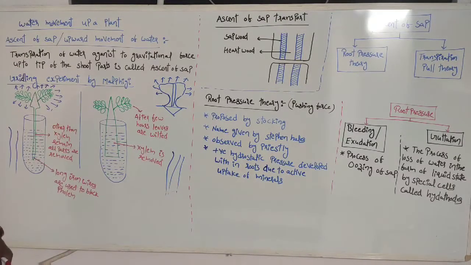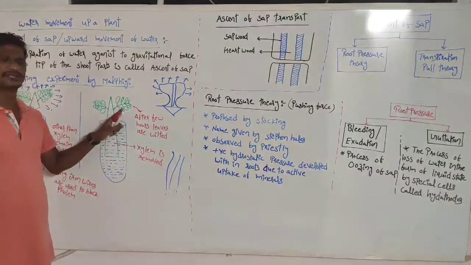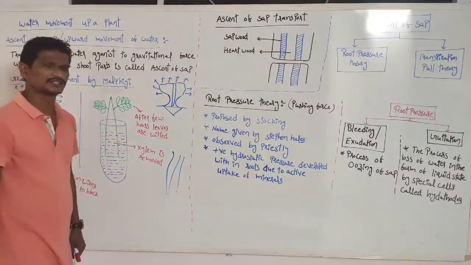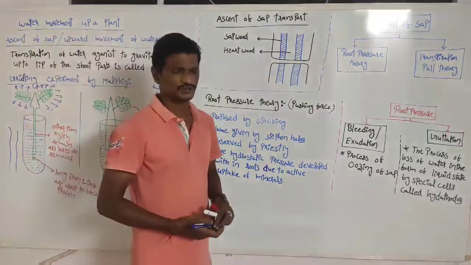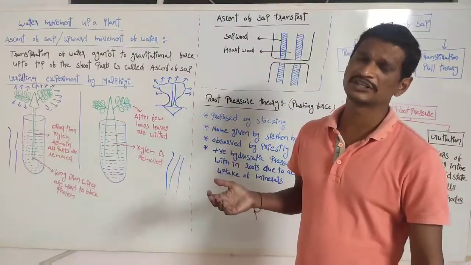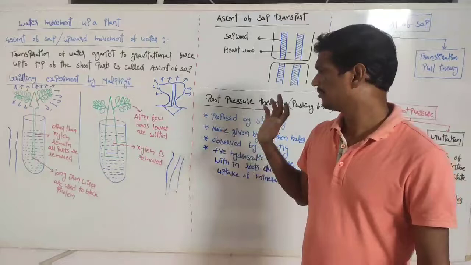Based on that, we can conclude that if the xylem is active, the leaves are active. If the xylem is blocked, the leaves are wilted. So based on this, we can say the xylem is responsible for the transportation of water. This experiment is called the girdling experiment, proved by the scientist Malfisi.